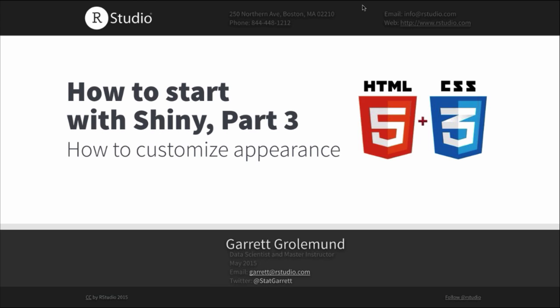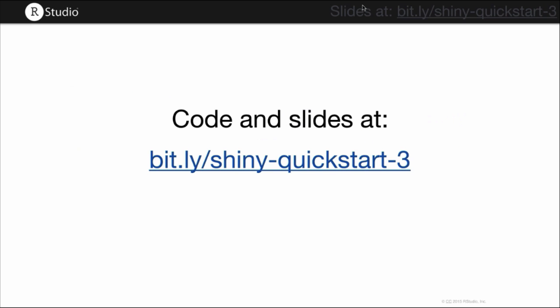So as Roger mentioned, this is the last webinar in the series, and we're going to cover the last component of Shiny apps, which is how to stylize the apps and customize their appearance. Just as before, I've put these slides online. In addition to being in the GitHub repository that we make for this webinar series, these slides will also be available from the short link bit.ly Shiny Quick Start 3.